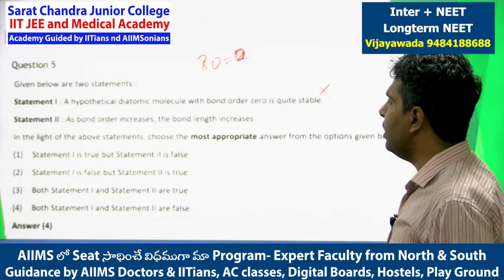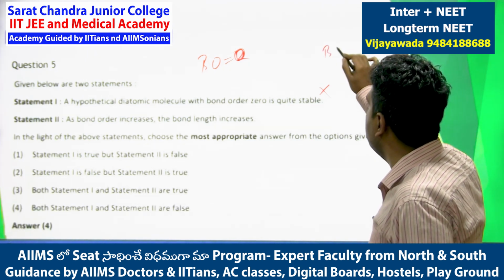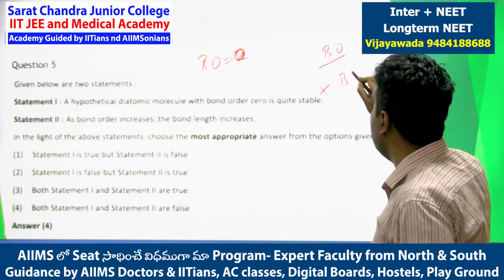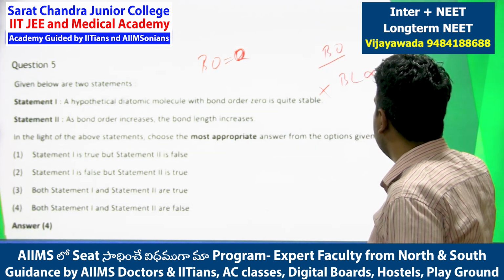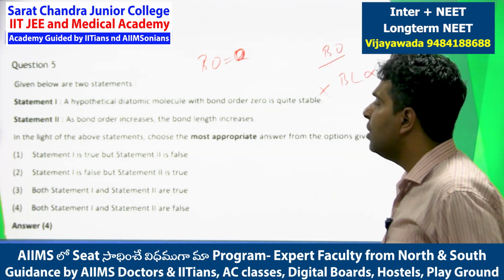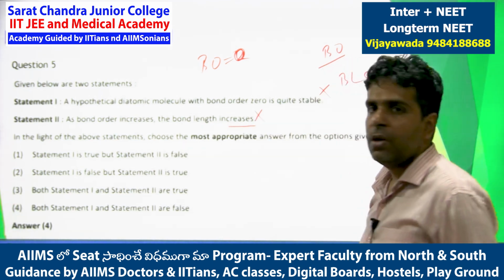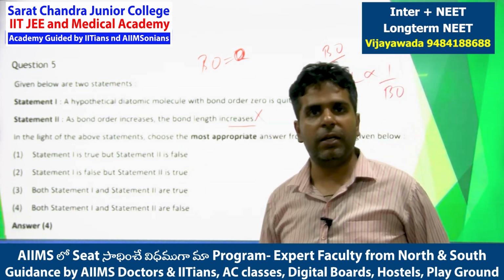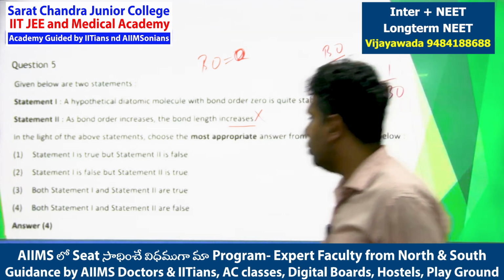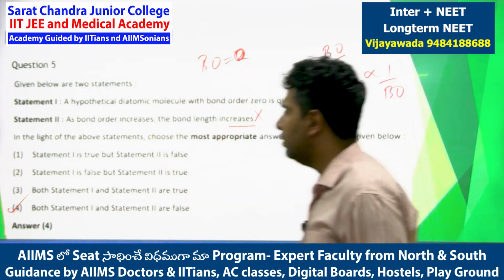Now as the bond order increases, bond energy will increase and bond length will decrease. So bond length is inversely proportional to bond order. The statement that as bond order increases, bond length increases is also wrong. As the bond order increases, bond length decreases. So both statement 1 and 2 are false.